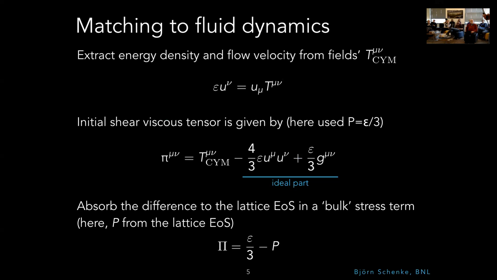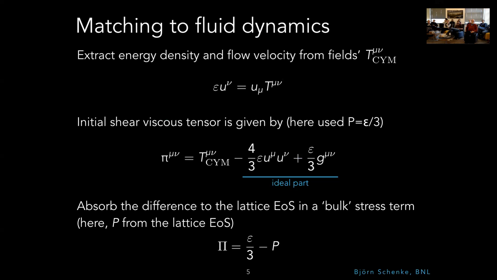How do I actually match now this initial energy momentum tensor that I calculate from the gluon fields in the Yang-Mills to hydrodynamics? Right? So what we used to always do in these older IP-Glasma calculations with hydrodynamics, we would just extract the energy density and the flow velocity. So essentially the ideal part of that energy momentum tensor, from the classical Yang-Mills T mu nu. And then this epsilon and u mu would be inputs into hydrodynamics. However, of course, then you're throwing away the viscous corrections that you have.